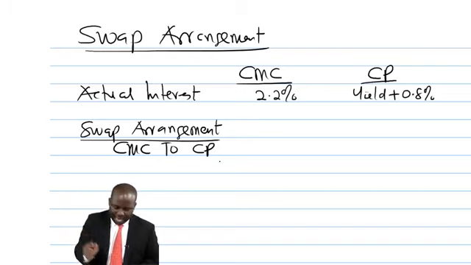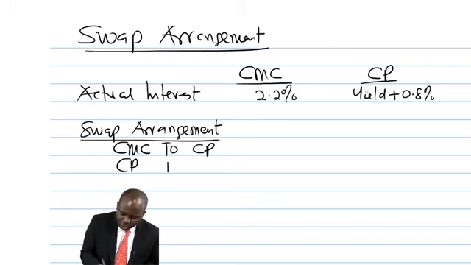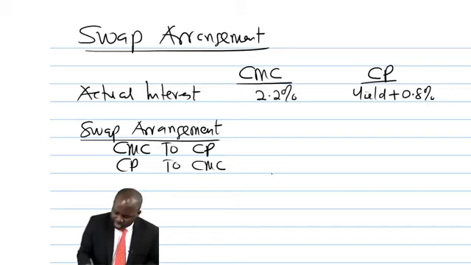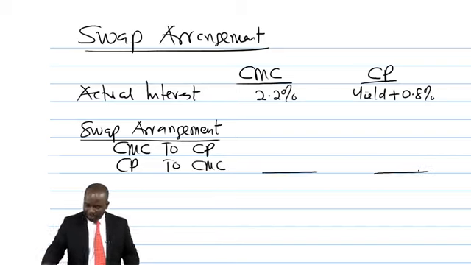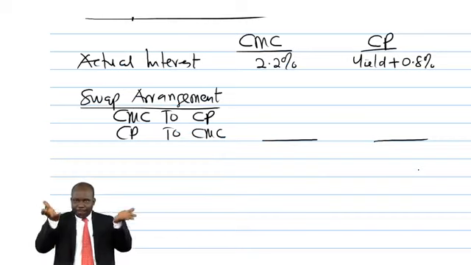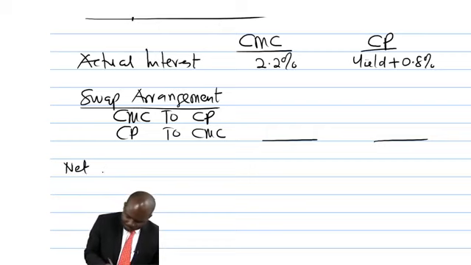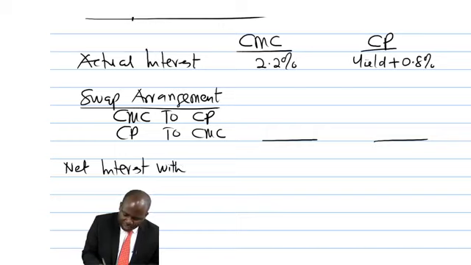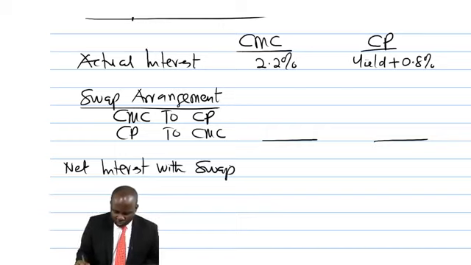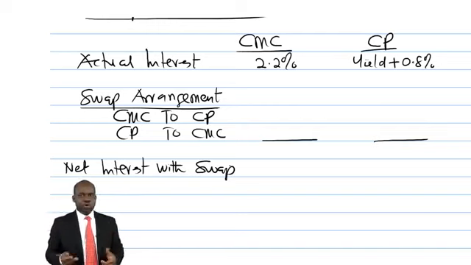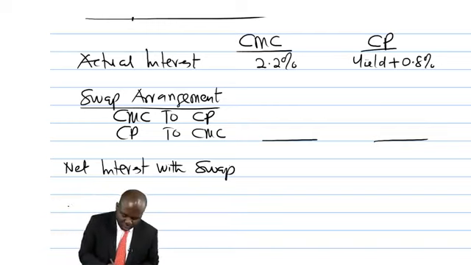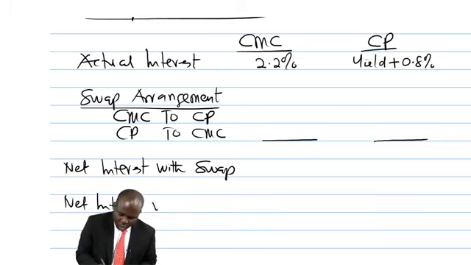You don't know it yet. Then counterparty to CMC. You don't know it yet. This is the full template. So because you're going to work backwards, when we sum up this will be the net interest. And somebody will say with swaps. Okay. If we didn't swap, what would the situation be? So what is the net interest without swap?